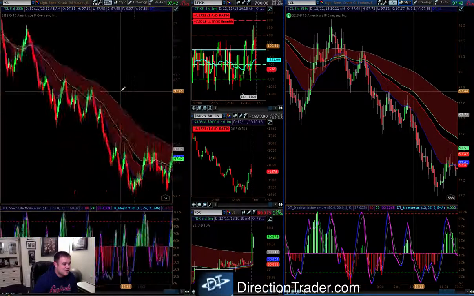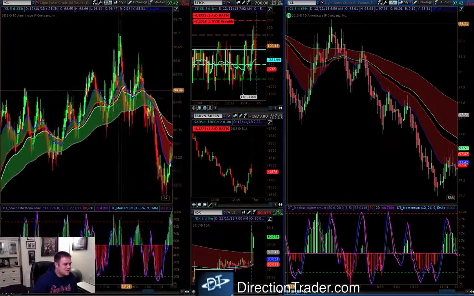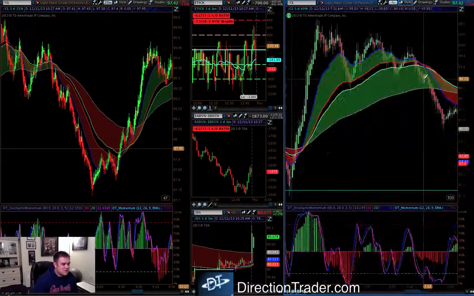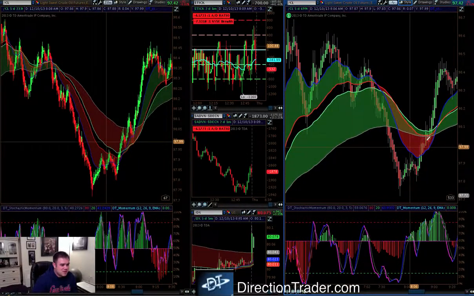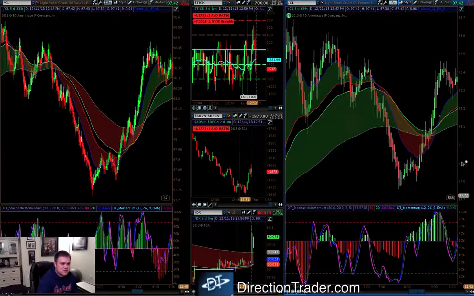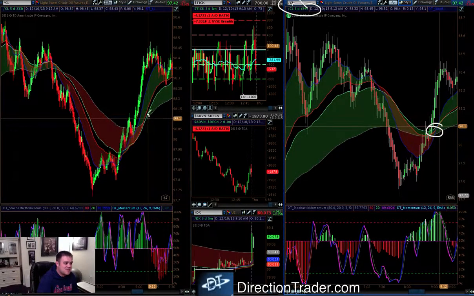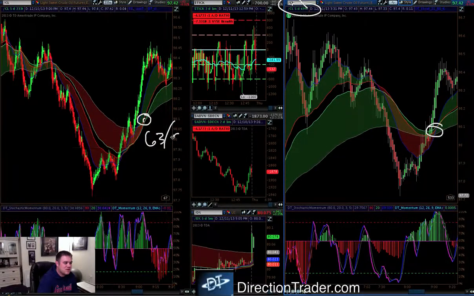Let's go back here. Let's go and find a little bit easier example to see. Okay. Let's go back here. Here's a little easier example. Looky here, the 21 crossed the 50, right, guys? See the 21 crossed the 50 on the longer time frame? That's the same as equivalent to 3 times here. So here's where the 63 crossed the 150.